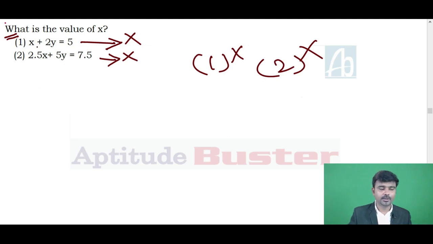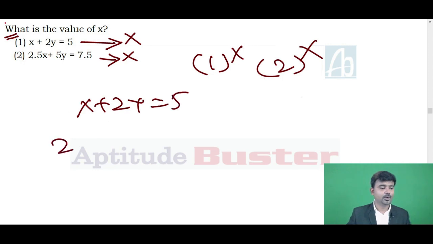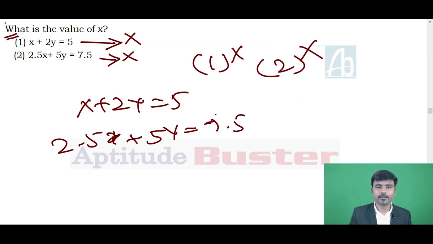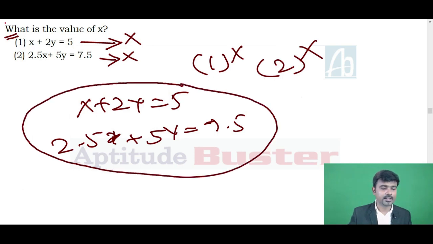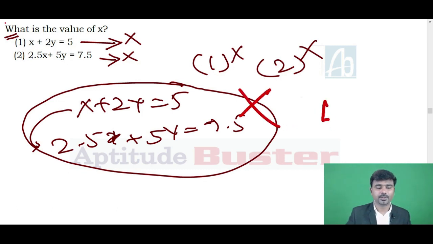Now combine these two statements. x plus 2y is equal to 5, 2.5x plus 5y equal to 7.5. Please don't make a mistake here. These two equations are the same equation. Once you multiply the first equation by 2.5, you get the second equation. So using these two statements together also, you can't find the answer. The answer for this question is E.